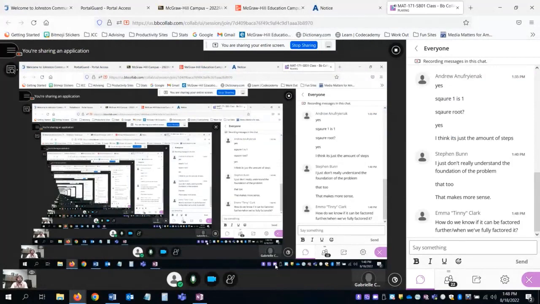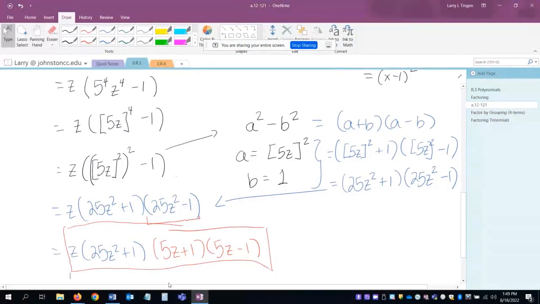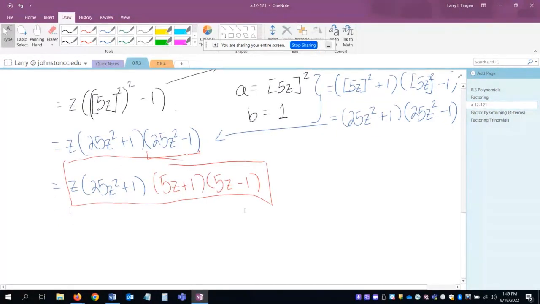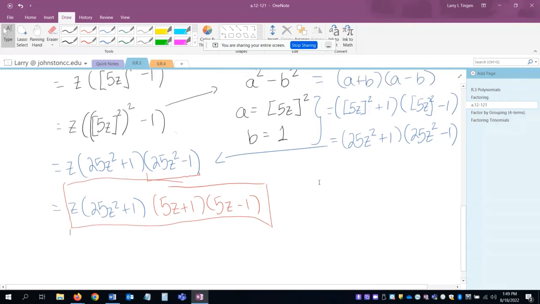How do we know if it can be factored further when we fully factor it? If every factor doesn't have a factor in common, which we took care of very early on, and nothing left reduces by any of those forms that we saw: difference of squares, difference of cubes, perfect square trinomial, or a common factor in each. Once all of those have been met, then we know we're done. And order doesn't matter.